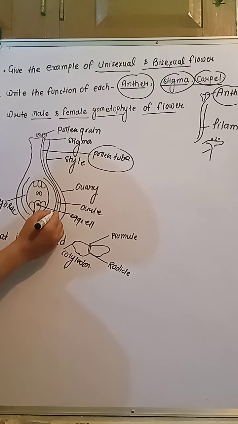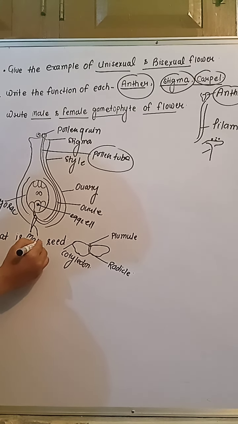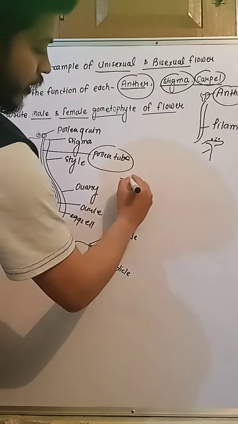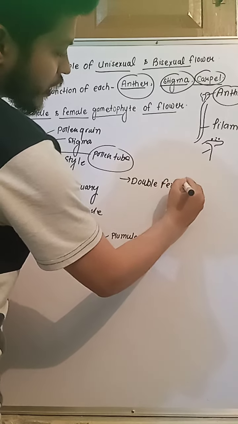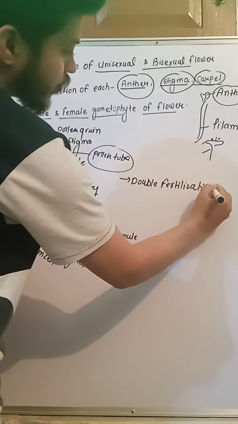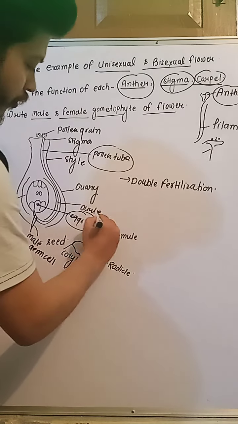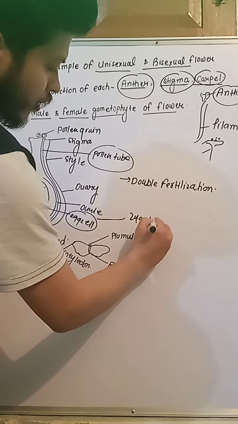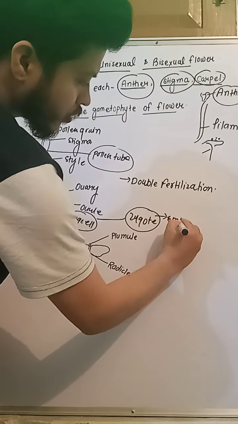The pollen tube reaches through the micropyle. It reaches the egg cell. This is the egg cell. The pollen tube contains two male germ cells. So in angiosperms, a very important phenomenon is called double fertilization and triple fusion. Okay, double fertilization and triple fusion. So first the male gamete fertilizes the egg cell, and what does it form? It forms the zygote. The zygote undergoes mitotic division and forms the embryo.